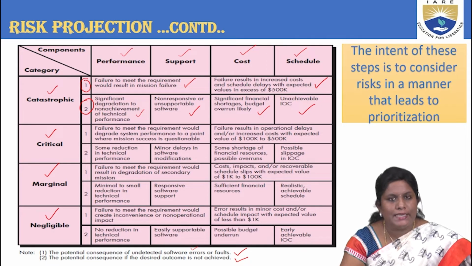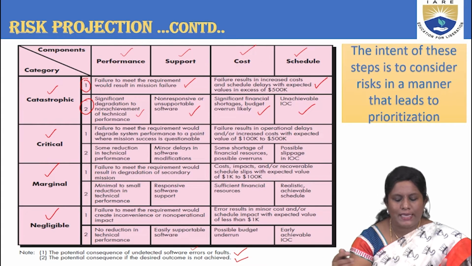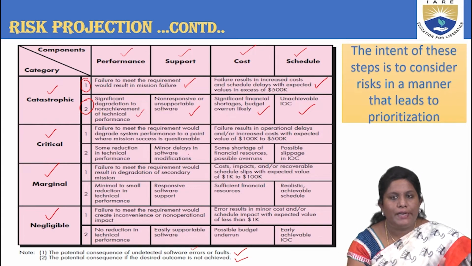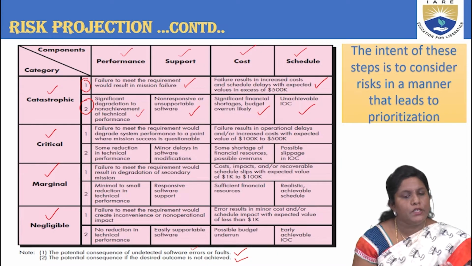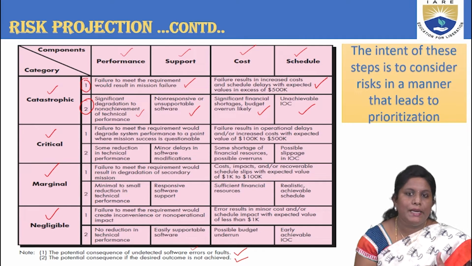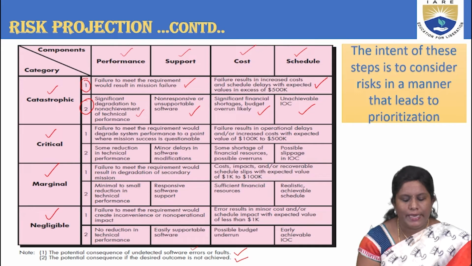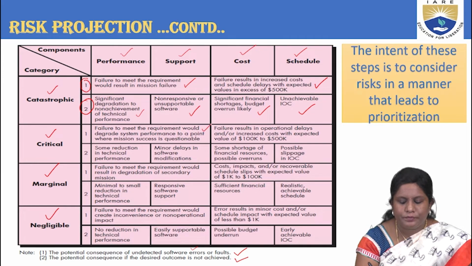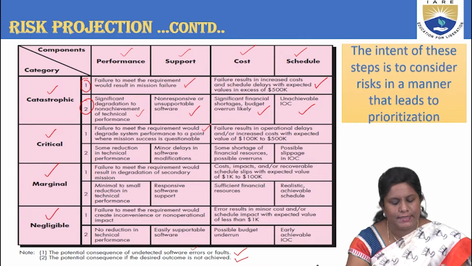Next, coming to critical. As I said, critical are, you can try to solve them with 1-2 phases which are a bit difficult. For that, what is happening in the first one? What did I say for the first one? It is nothing but undetected software errors or faults that have been occurred. And point number 2 is nothing but desired outcome is not achieved. So when you say critical, it is like failure to meet the requirements would degrade the system.